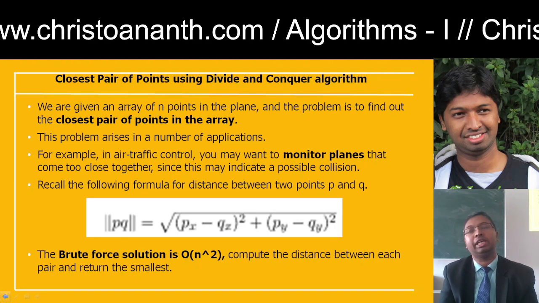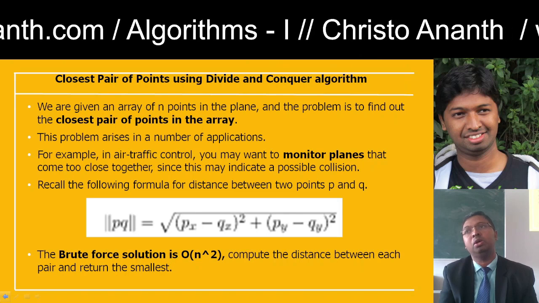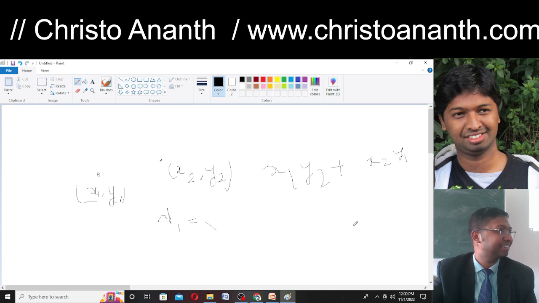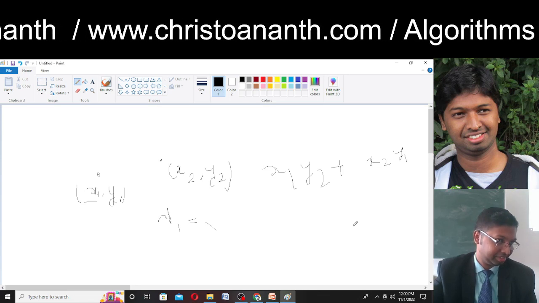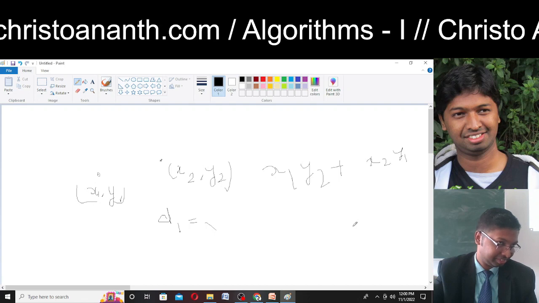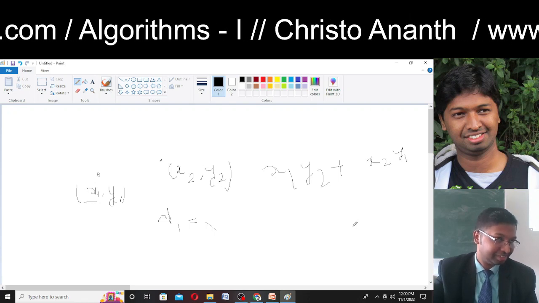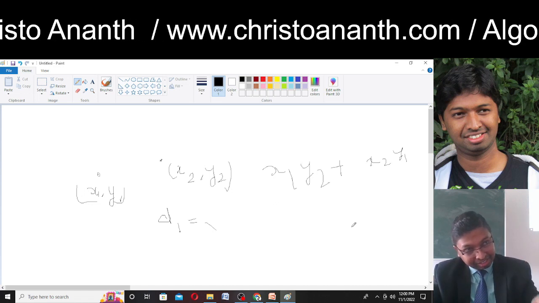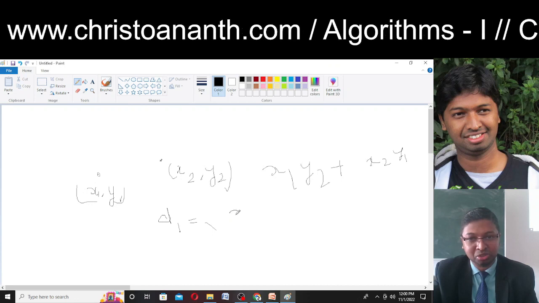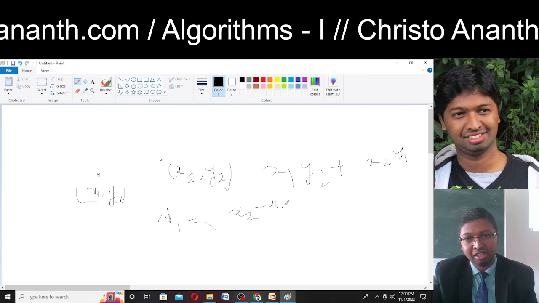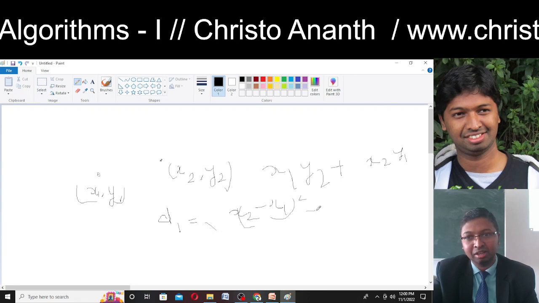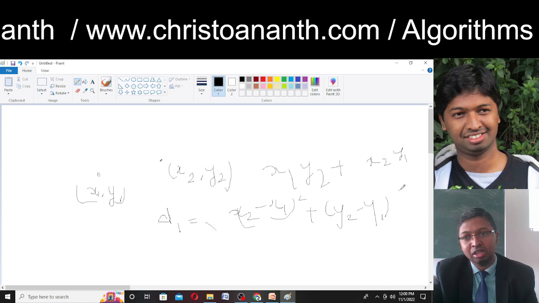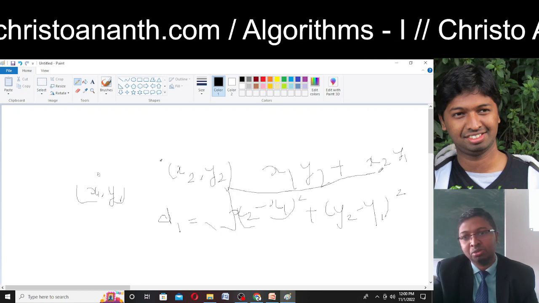For example, we have x1, y1 and x2, y2. What is the distance between the 2 points? What is the formula? Exactly, this is the exact formula: (x2 minus x1) the whole square plus (y2 minus y1) the whole square, and you take the square root of the whole.